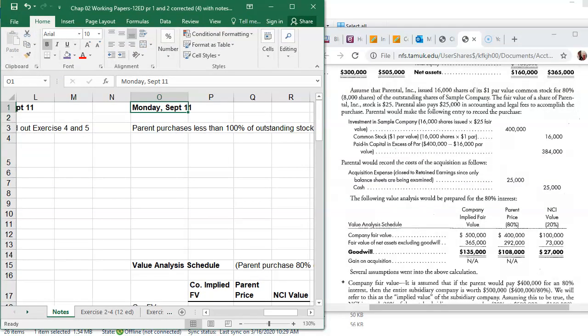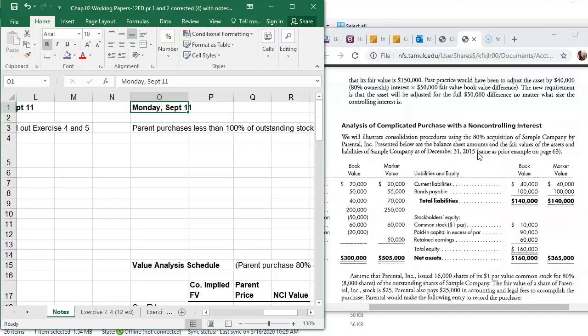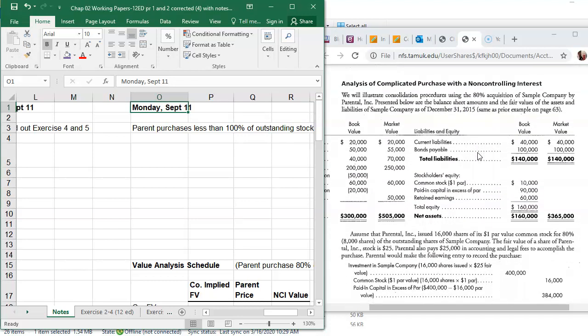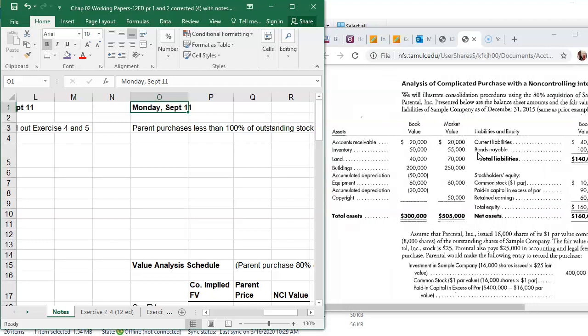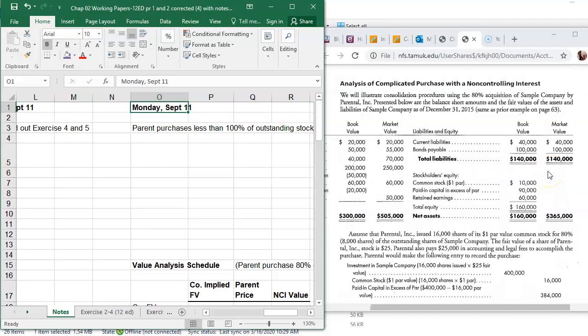Okay, so we're doing an example where they invested in 80% of the stock. And I'm actually going to work through the numbers in the book and then do an exercise. But I might do the exercise separately and post it separately. It might get a little bit long for a lecture.